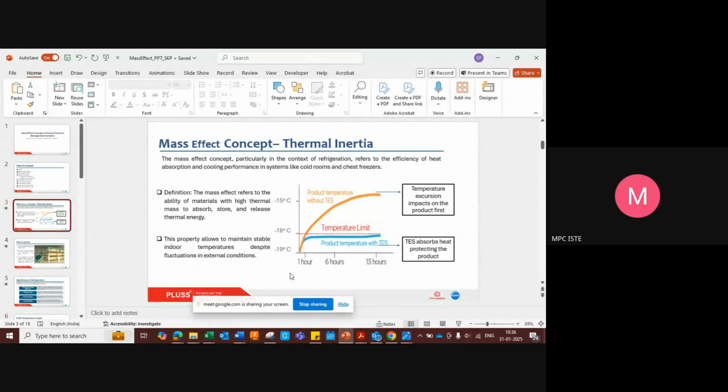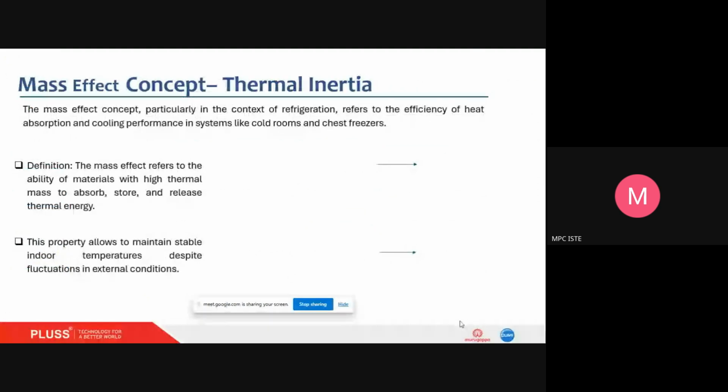Sir, can you go for the presentation mode, sir? Yeah, sure. And the screen size is less, sir. Yeah, okay. Thank you, sir. Okay.